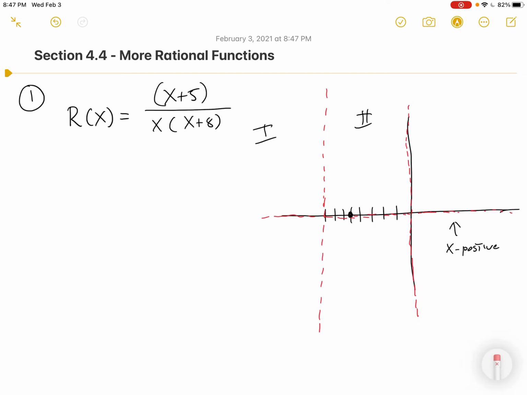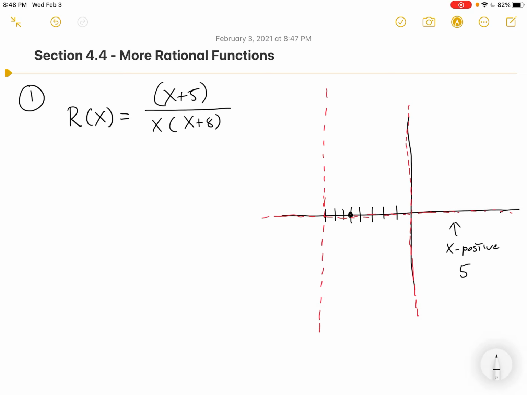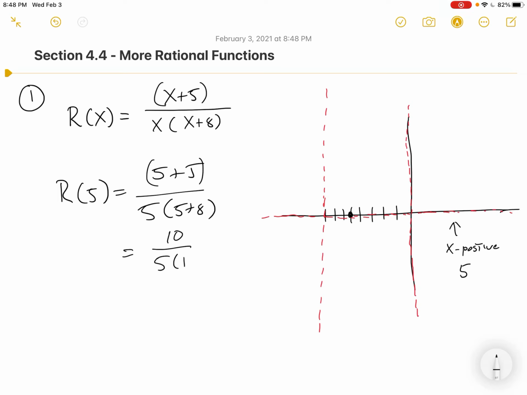So let's pick something in region 3 that I labeled. Let's pick just a positive x. How about 5? You could care less what the actual value is. You just care whether it's positive or negative. So let's look at r of 5. r of 5 would be 5 plus 5 all over 5 times 5 plus 8. And my only question to you is it positive or negative? And that's 10 over 5 times 13.